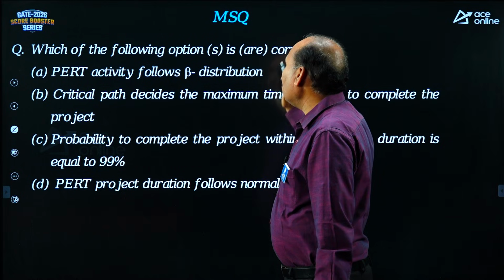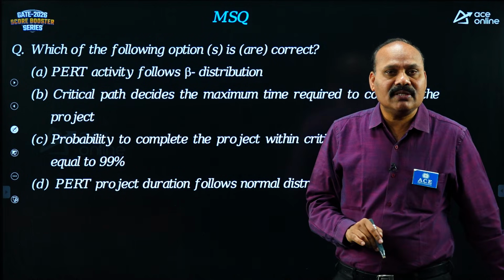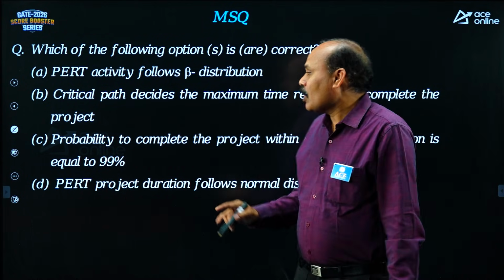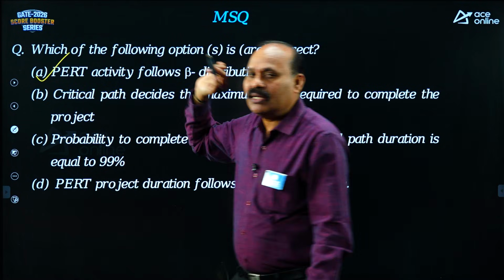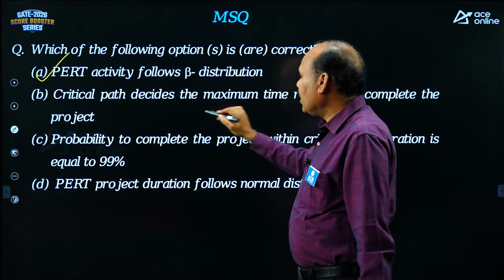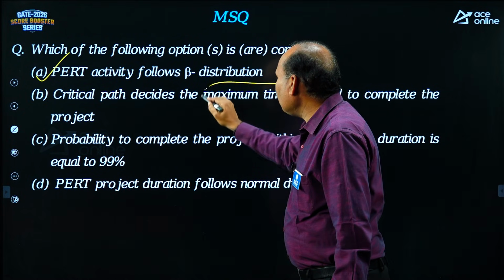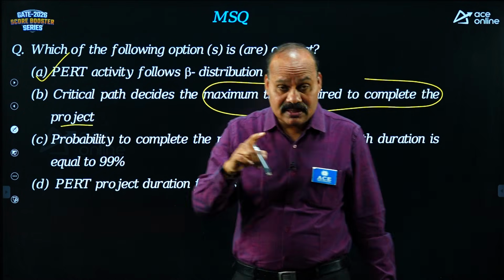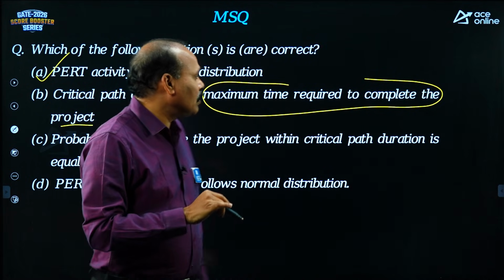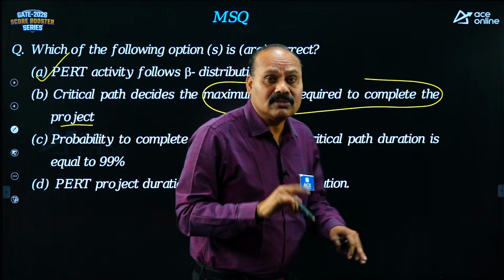Which of the following are correct? This question is related to PERT. PERT activity follows a beta distribution, absolutely correct. Critical path decides the maximum time required to complete the project. There is a mistake in this. Critical path is the minimum time required to complete the project, so this word "maximum" is wrong.